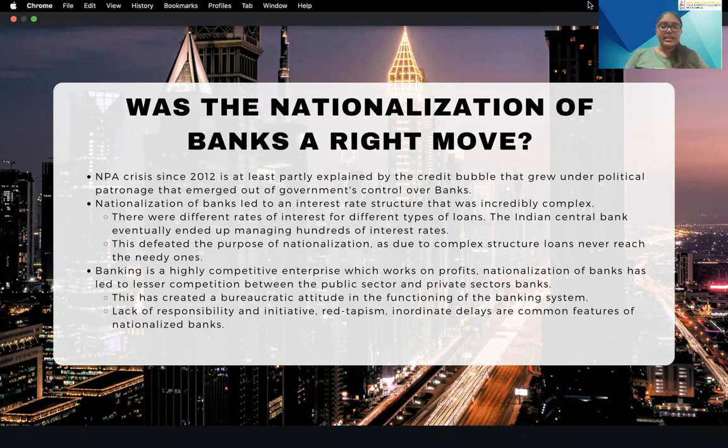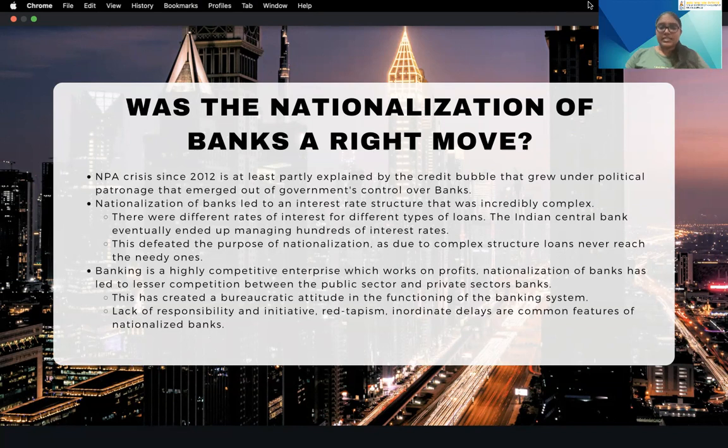Banking is a highly competitive enterprise which works on profits. Nationalization of banks has led to lesser competition between public sector and private sector banks. This has created a bureaucratic attitude in the functioning of the banking system, and also a lack of responsibility and initiative. Red tapism and inordinate delays are common features of nationalized banks.